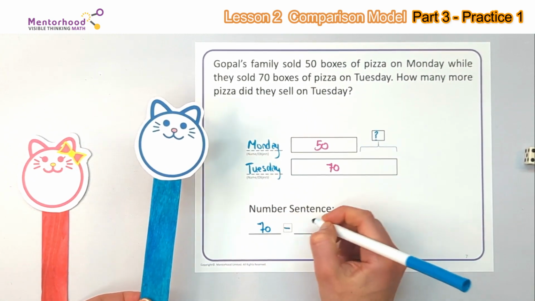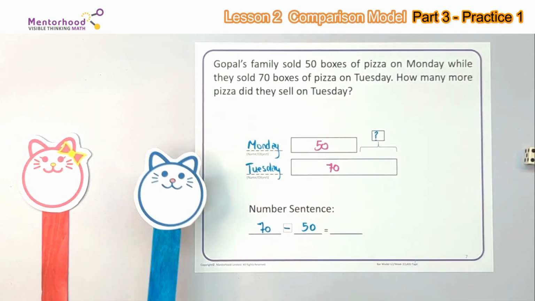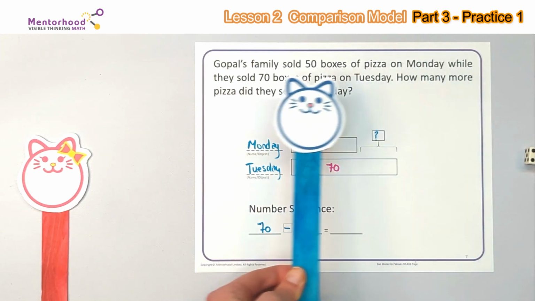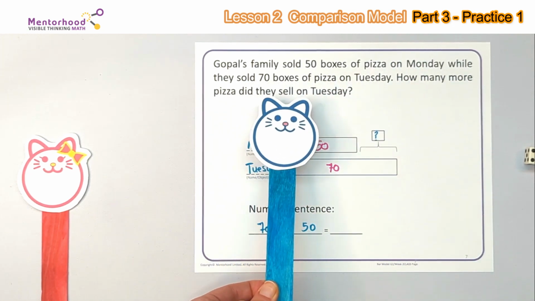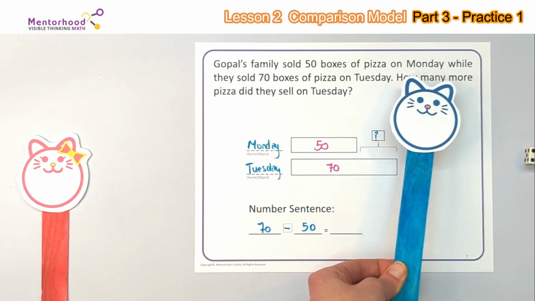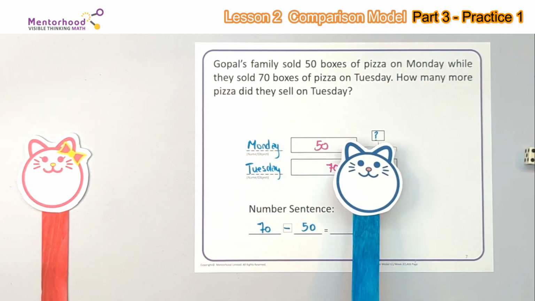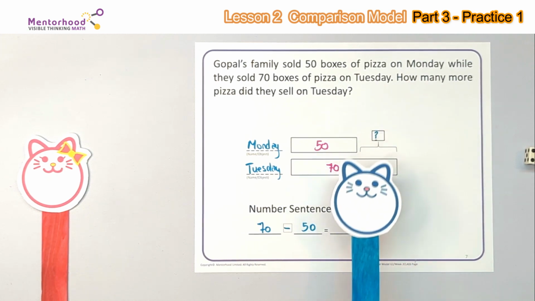70 minus 50 equals the gap, the difference. How many more pizzas did they sell on Tuesday? How many more we want to know. So we want to take Monday's box and figure out how many more Tuesday's is.